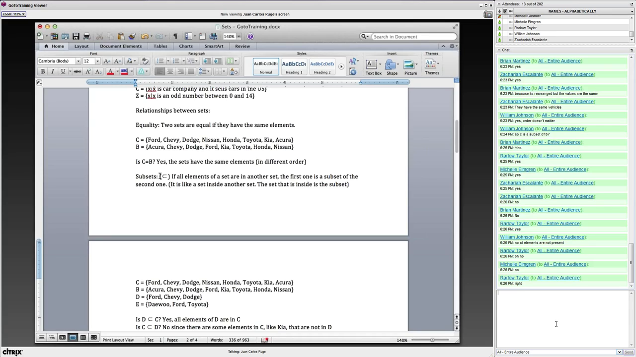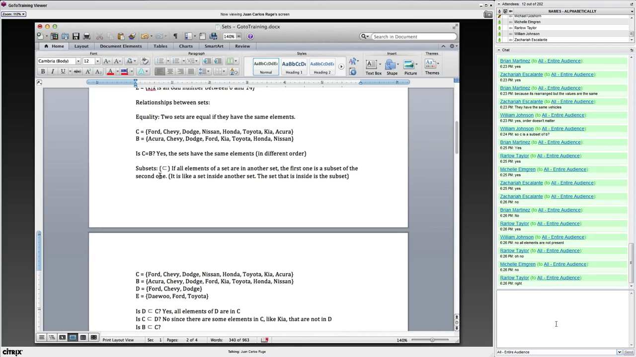Actually, there are five elements that are in C but are not in D. But I'm just listing one. If I list one, that's good enough. Is B a subset of C? It is weird. I answered this question a couple of minutes ago, the other way around. Jonathan, nobody has said that. So be careful here. So yes, B is a subset of C, since all the elements in B are in C.